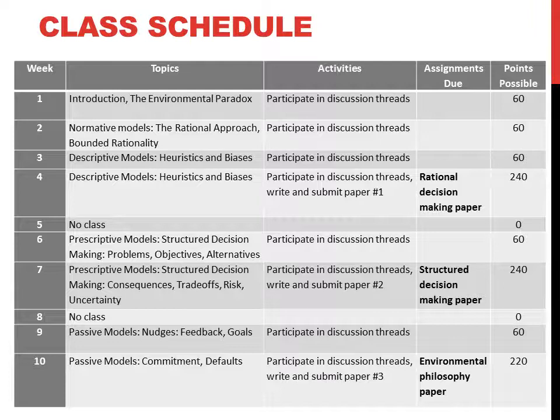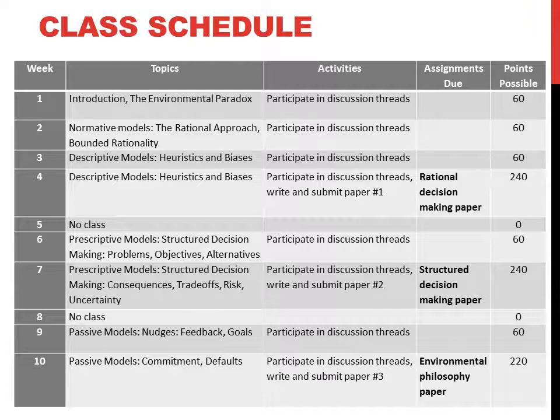This is our schedule. As you can see, we have weekly discussion threads throughout the class. The class is a 10-week class. We have no class in week 5 and no class in week 8. In week 4, we have our first major assignment due, our rational decision-making paper. In week 7, we have our second major assignment due, which is the structured decision-making paper. And then in week 10, we have an environmental philosophy paper due, which is the final paper of the class, which is a combination of a reflective paper and a personal assessment based on your participation.